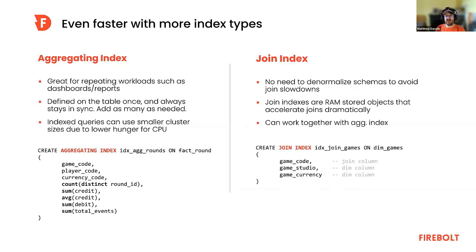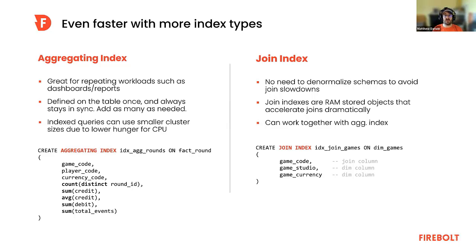And we then have two further types of index. We have the aggregating index, which I showed you in the demo. They are great for repeated workloads such as dashboards and reports and known workloads that you have, like the data apps that we typically talk about.